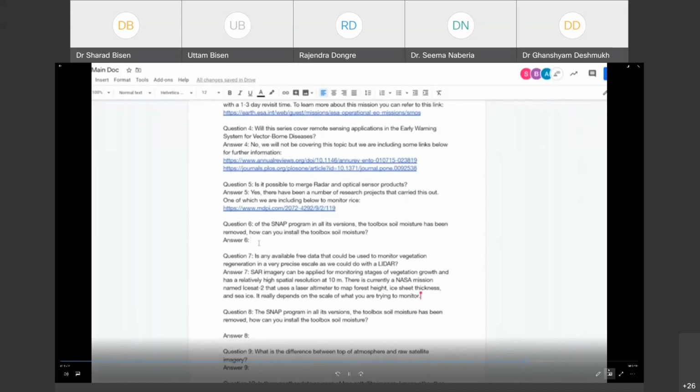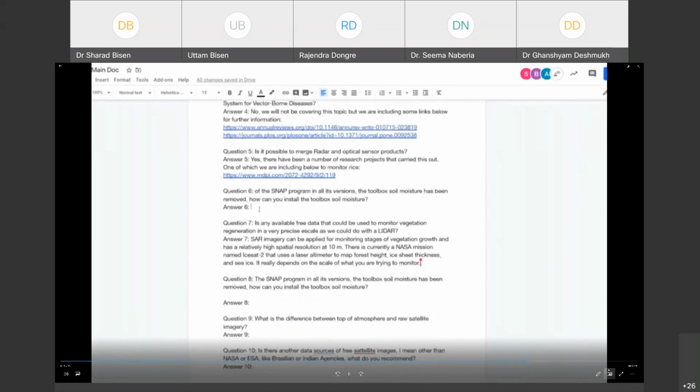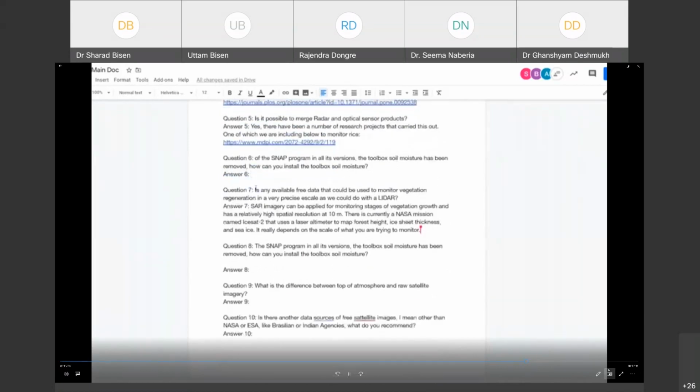Question 6. Of the SNAP program in all its versions, the toolbox soil moisture has been removed. How can you install the toolbox soil moisture? I cannot answer that right now, but I will look into that, and we will post the answer to this later this week when we upload it to the training page for this web page. So stay tuned, and we hope to give you an answer soon.